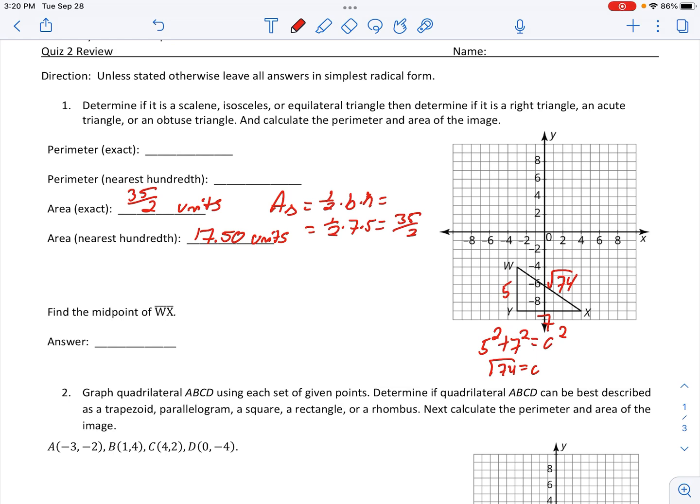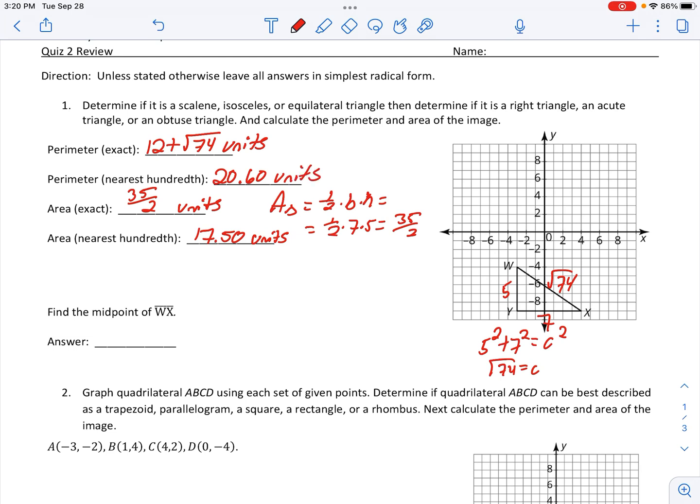Add them up. 5 plus 7 are like terms, so 12 plus the square root of 74 units. To nearest hundredth we go, plug it into your calculator. 12 plus the square root of 74. Nearest hundredth is 20.60.